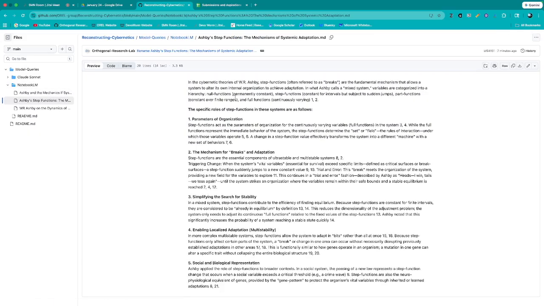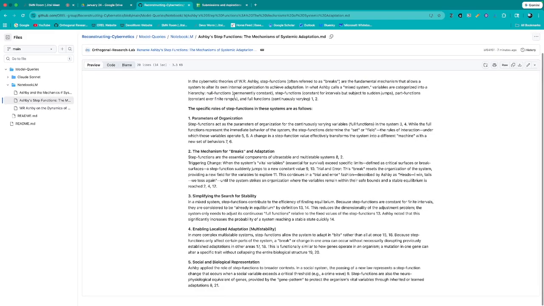Then Ashby step functions. I can't really remember what the actual prompt was here, but this continues on. In the cybernetic theories of W. Ashby, step functions, often referred to as breaks, are the fundamental mechanism that allows a system to alter its own internal organization to achieve adaptation.